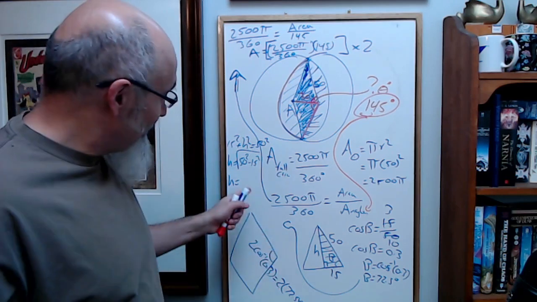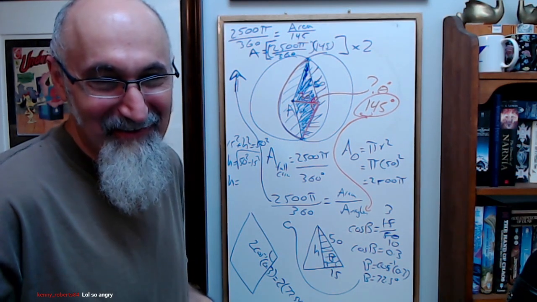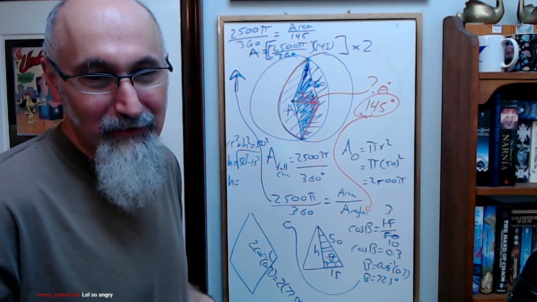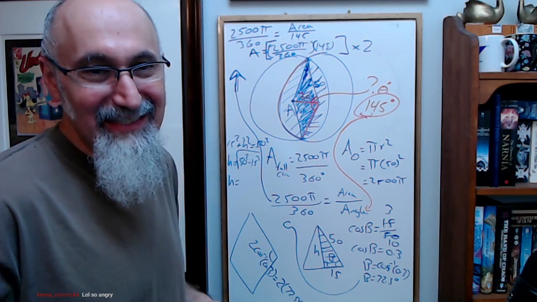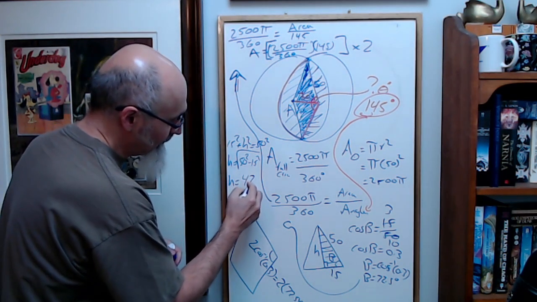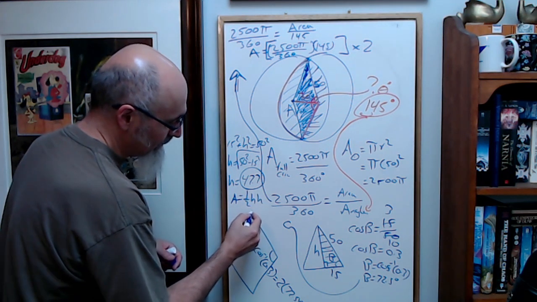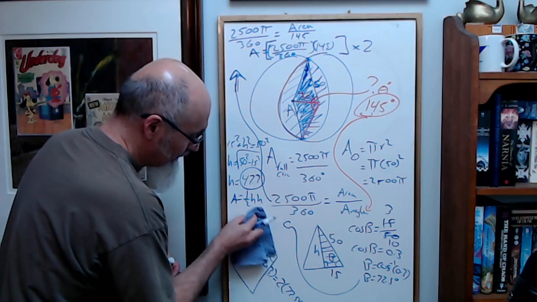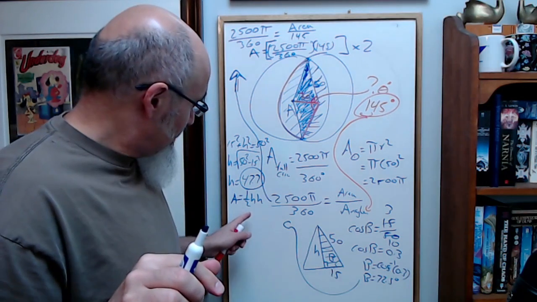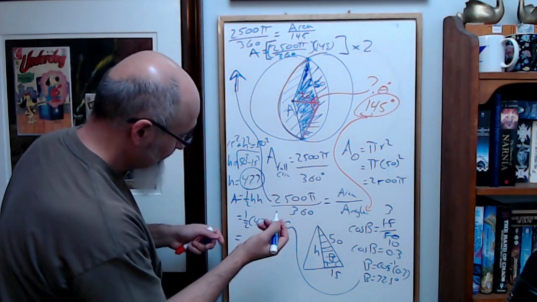Right? So 50 squared minus 15 squared. And then you take the square root. 47.7. So the height is 47.7. So the area of the triangle is 1/2 base times height, right? So it's going to be 1/2, 47.7 times 15. Whatever that ends up being.